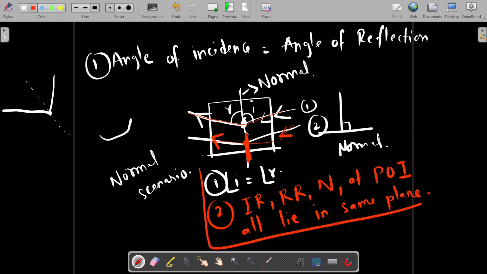First one is angle of incidence equal to angle of reflection. Second is incident ray, reflected ray, and normal at point of incidence all lie in the same plane. Okay. Next, logic has been completed. Here another thing is there.